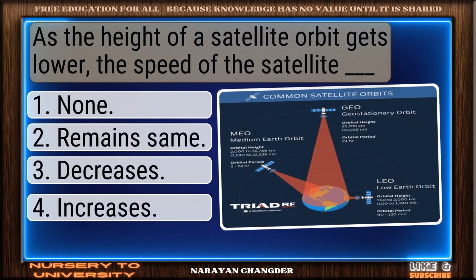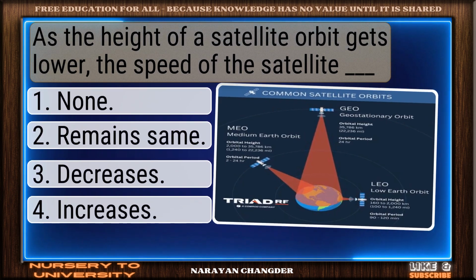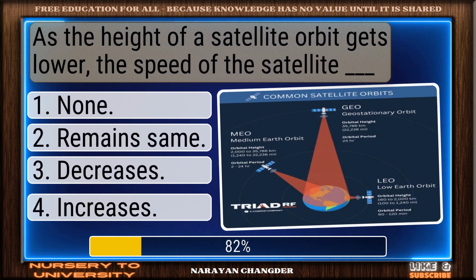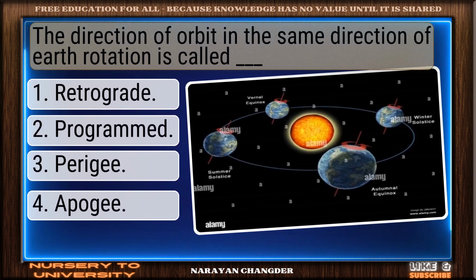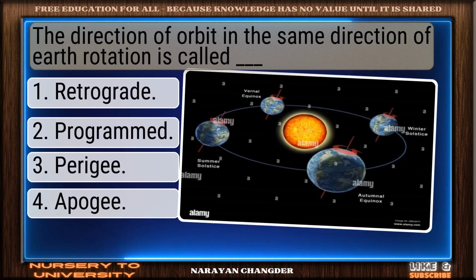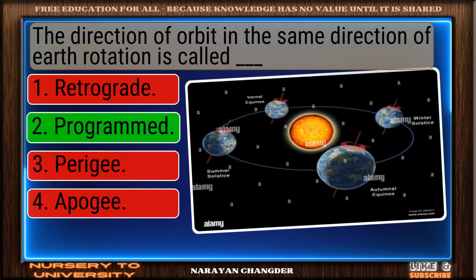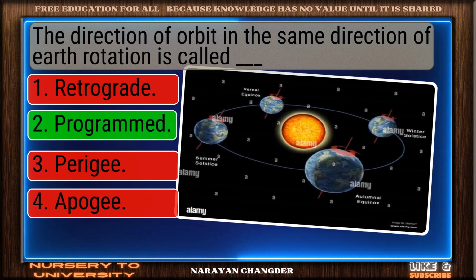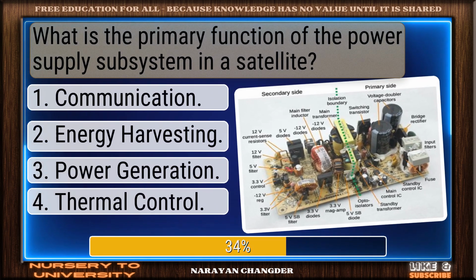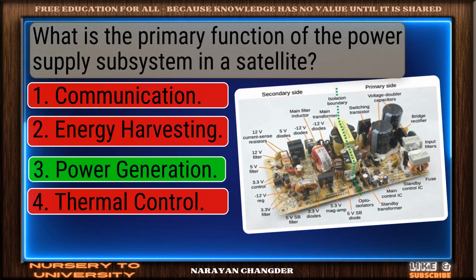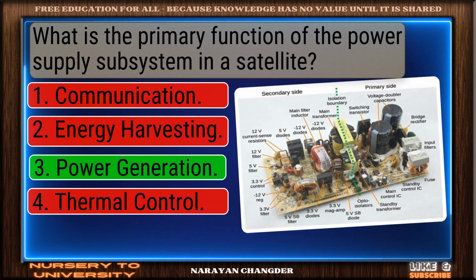As the height of a satellite orbit gets lower, the speed of the satellite dash. Correct. Increases is the right answer. The direction of orbit in the same direction of Earth rotation is called dash. Excellent choice. Programmed is the right answer. What is the primary function of the power supply subsystem in a satellite? Correct response. Power generation is the most accurate answer.